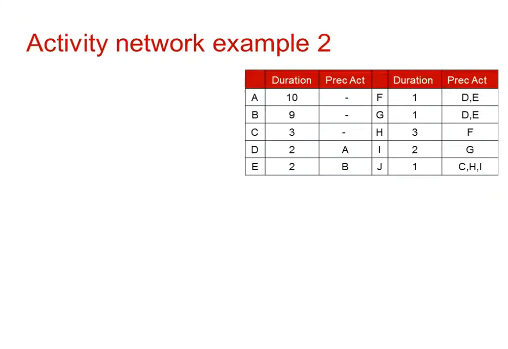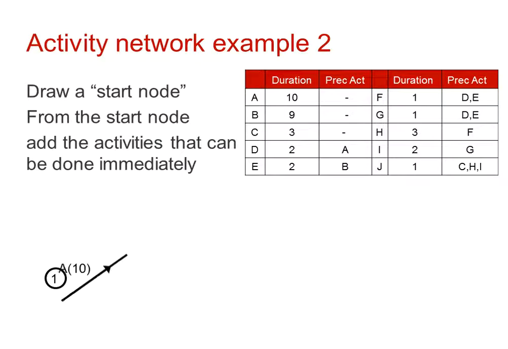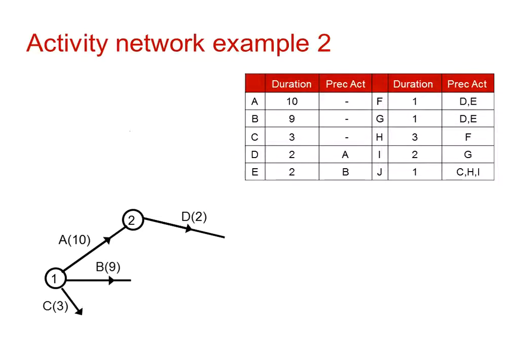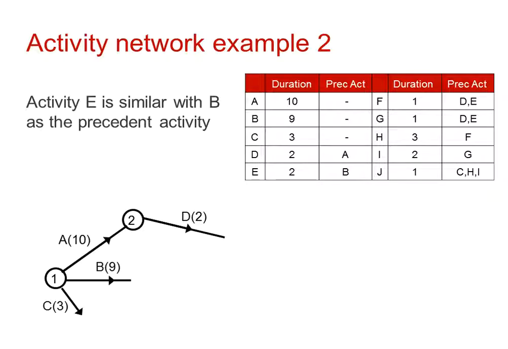Looking at a second example, again we would draw a start node to begin with. In this case, activities A, B and C do not have any preceding activities, so they can all be added from time 0, the start node, or source node. Then we decide how we go from there depending on the precedences. D depends on activity A, and therefore we need a node to show that A is complete, and D would then start from there. Similarly, E needs B to have been completed before it can start, so we would add a node to show B is completed and then add in the arc E.